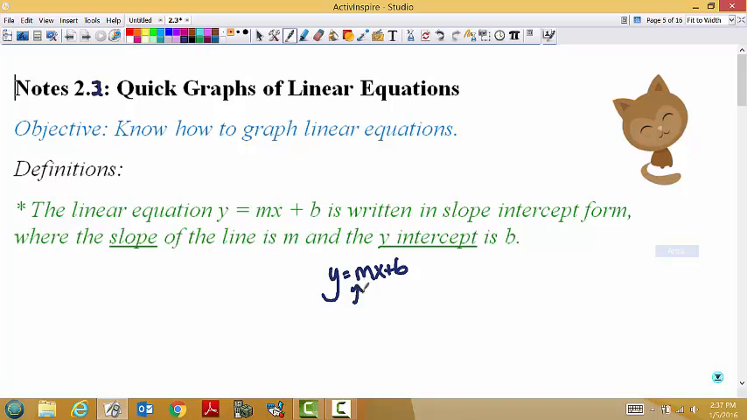Where m is the slope and b is the y-intercept. I always tell my Algebra 1 kids when I teach that the m tells you where to move and the b tells you where to begin. So you begin at your b and then you move your slope.